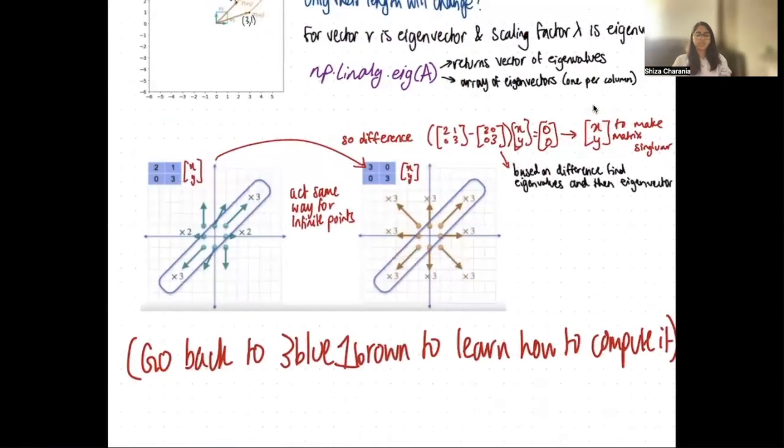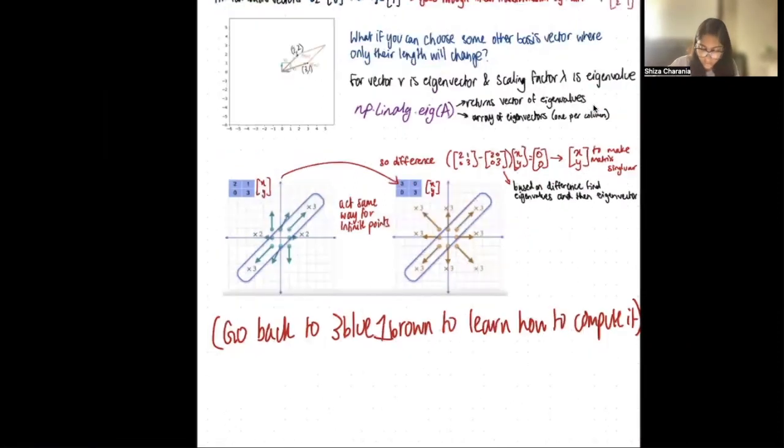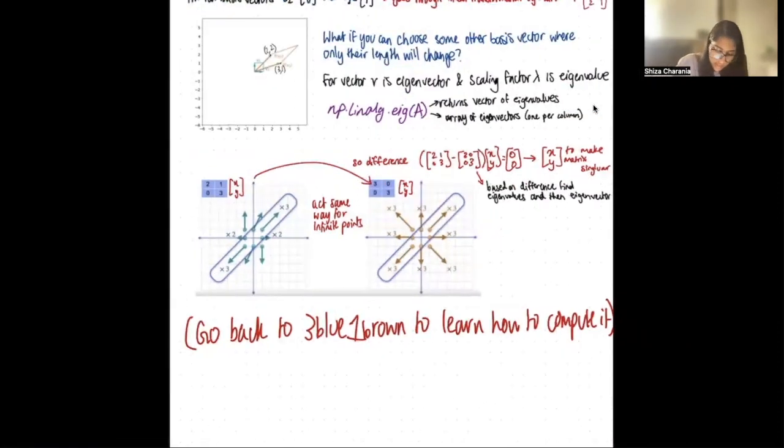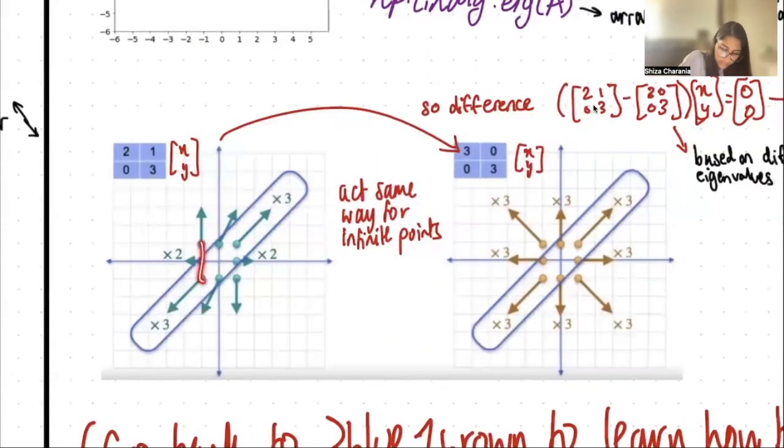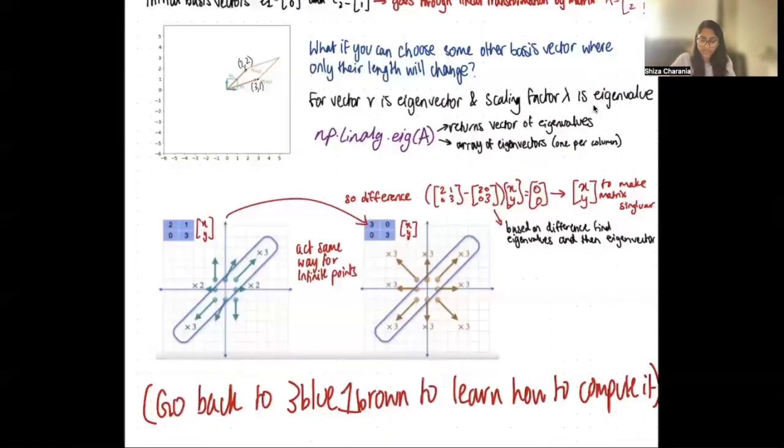Another way to think about this, if you want to find the eigenvectors and the eigenvalues: when you see this matrix scale these points, you can see that this and this are the same. It scales in the same way. So if you subtract these, they should be 0. They should be 0 because they will both be the same point, which means the matrix is singular, and because of infinite points, the determinant should be 0.